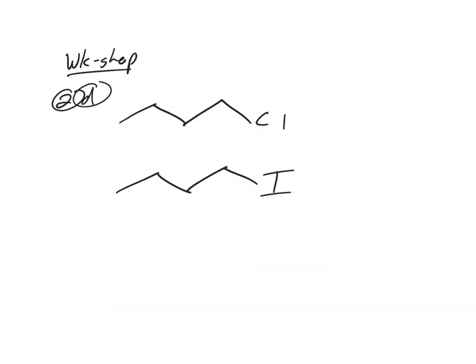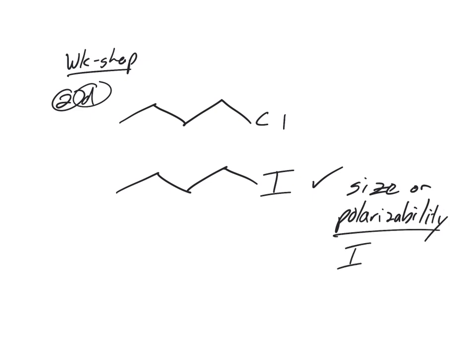So taking a look at the workshop on the nomenclature and the intermolecular forces, we're looking at 2D. And the question is, which is going to have a higher boiling point or melting point? And the answer I wrote is this one, because of the size, and another way of saying it, the polarizability of the iodide, large atom, right?